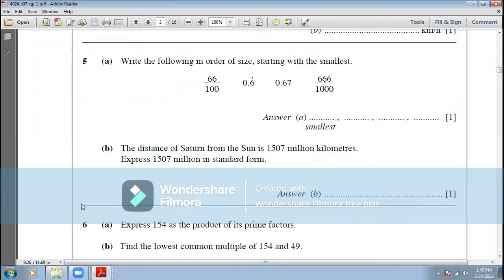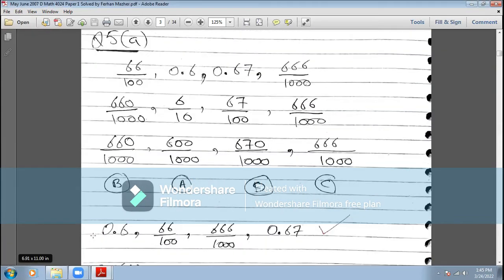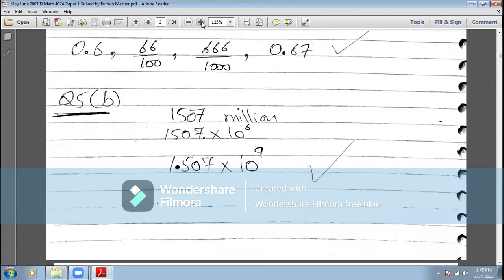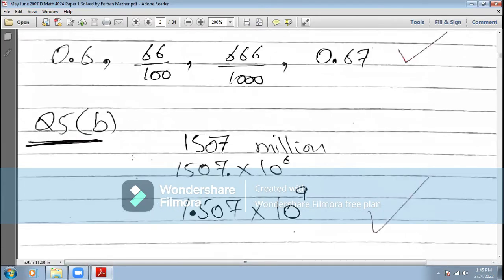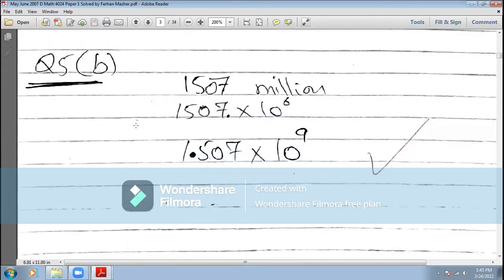Okay, the question number 5B part says the distance from the Sun is 1507 million kilometers. Express 1507 million in the standard form. Okay, so millions in the standard form. Million means 10 raised to power 6. So let me show you. Okay, so here we go.